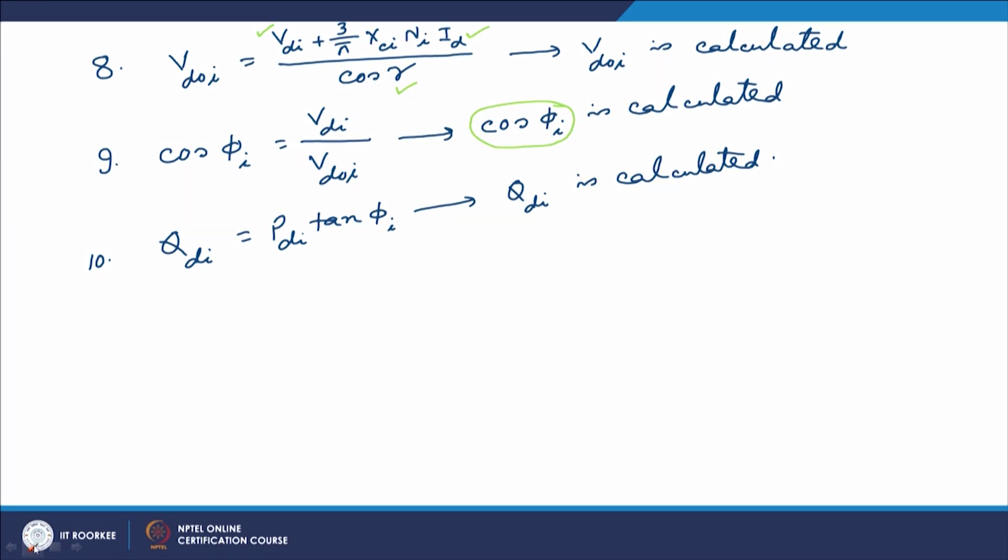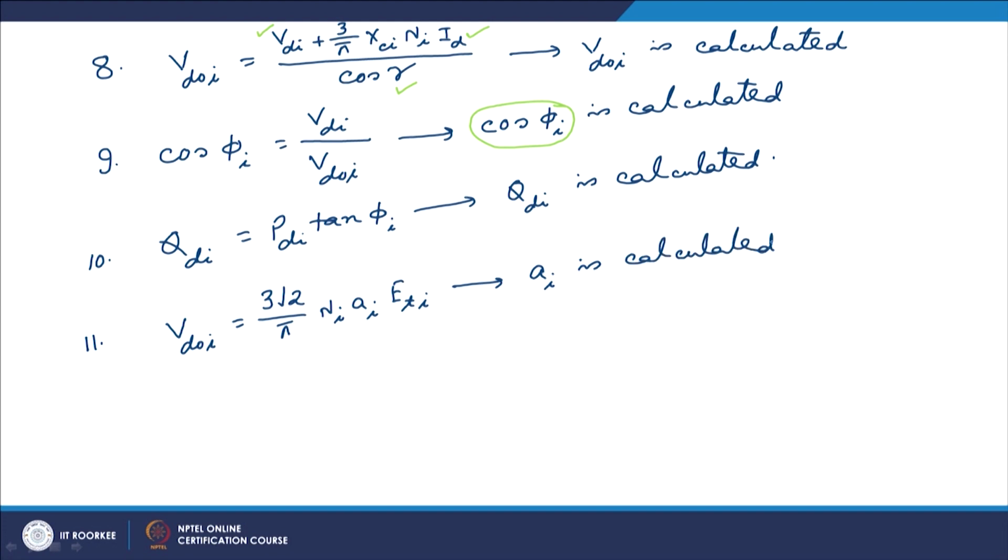To calculate the transformer tap ratio, we write that VDOI is equal to 3 root 2 by pi Ni AI ETI. Here VDOI you have just now calculated from step 8. Ni is known, it is the number of 6 pulse converters in series at the inverter side. ETI, when we start our iteration, we first take a flat start, so ETI magnitude is also known. When ETI is known, everything else is known, so AI is calculated. So this is the 6th quantity we have solved.